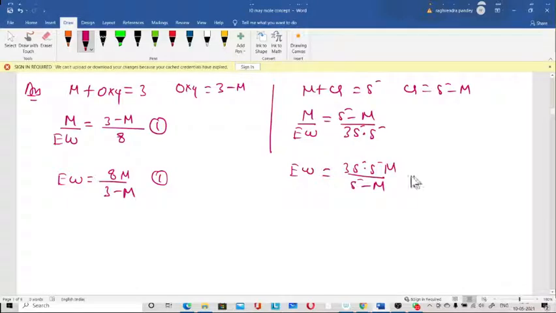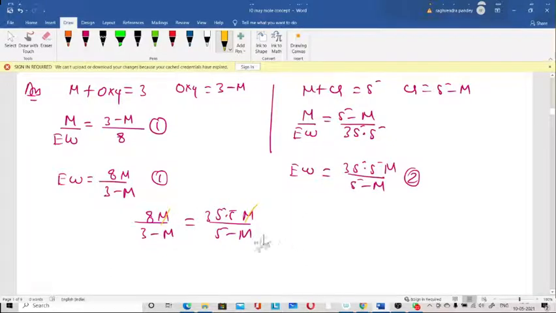Then you can equate both. 8m upon 3 minus m equals 35.5m upon 5 minus m. So m cancels out with m. Then you can solve it. Should I solve it, or can you people solve this equation?